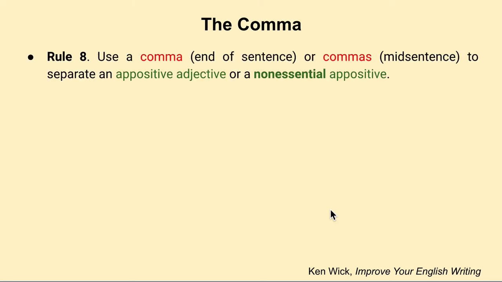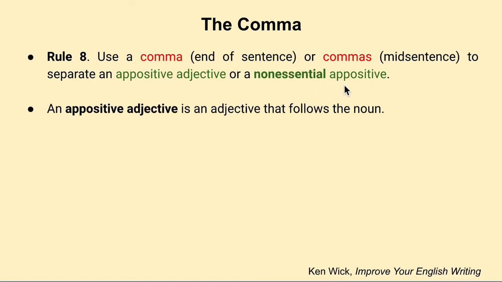Rule number 8, use a comma at the end of a sentence or commas mid-sentence to separate an appositive adjective or a non-essential appositive. So the key is non-essential. An appositive adjective is just an adjective that follows a noun. In English, adjectives come before the noun, but if the adjective comes after, which they usually come in pairs, it's called an appositive adjective.